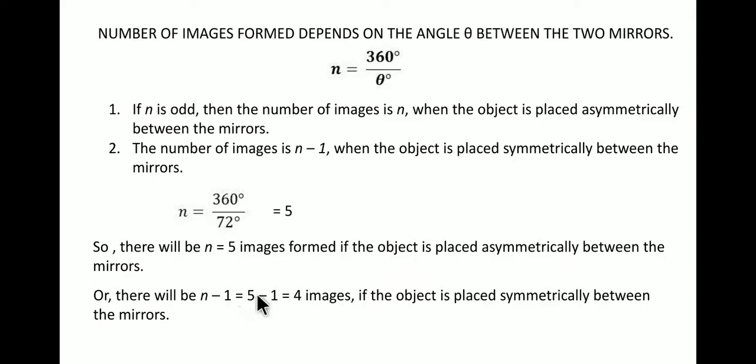Or there will be n minus 1, that is 5 minus 1 equals 4 images, if the object is placed symmetrically between the mirrors. If the object lies exactly in between the two mirrors, then the number of images will be equal to 4. Alright, so this is one of the cases of the number of images being formed if the value of n is odd.